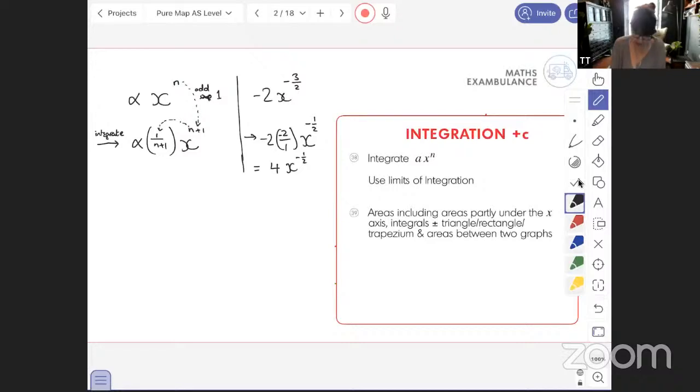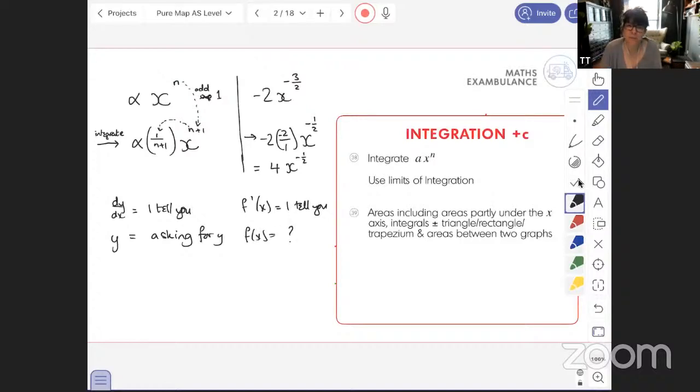When do we integrate? There are 2 reasons to integrate. Reason number 1 is that I tell you what dy by dx is, and then I say, what is y? Or in other notation, I tell you what f prime of x is, and then I say, what is f of x? Now I have seen ones that were nice and sneaky. In one of last year's papers, or the year before, it gave you the second derivative, not the first derivative, and then said, what's the original function? So you had to integrate twice.